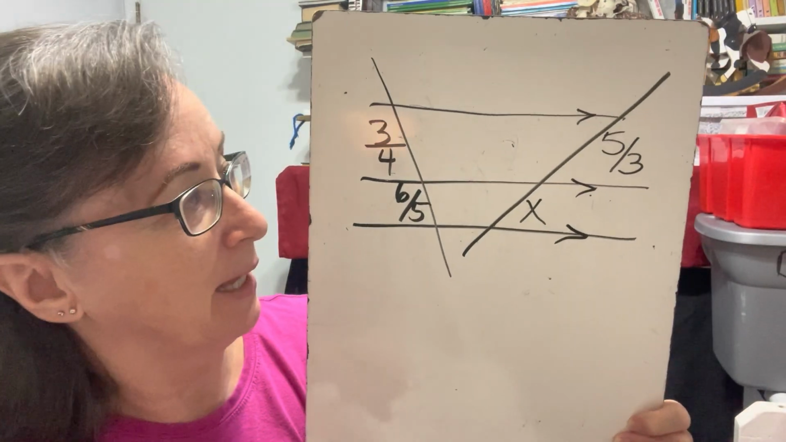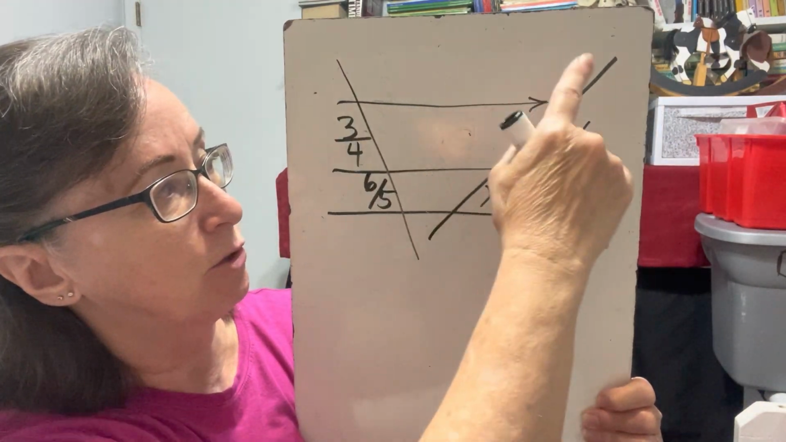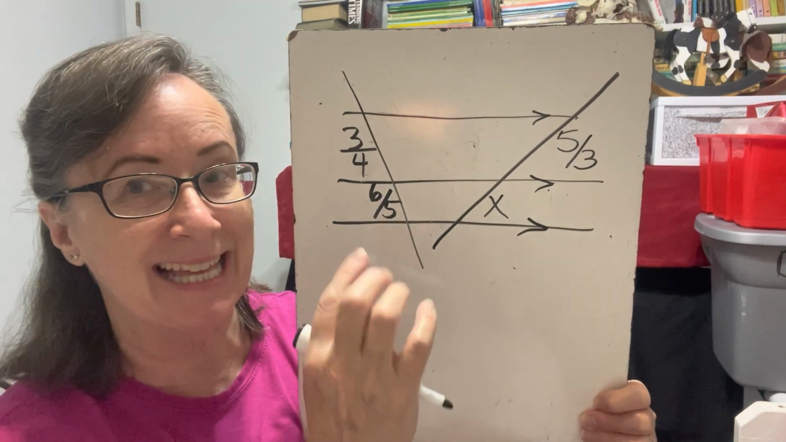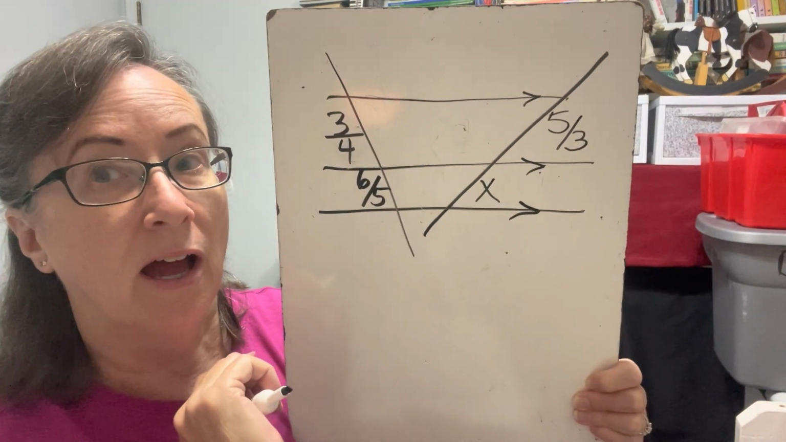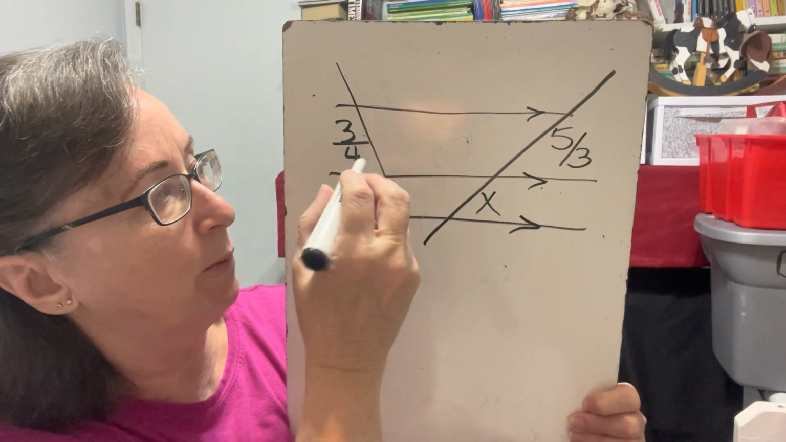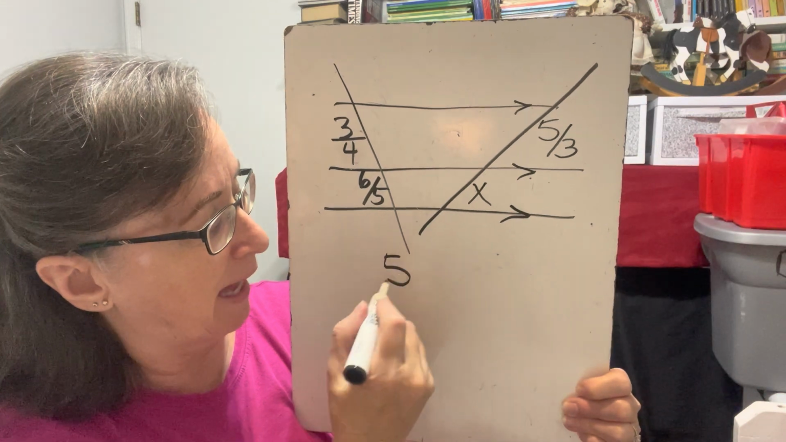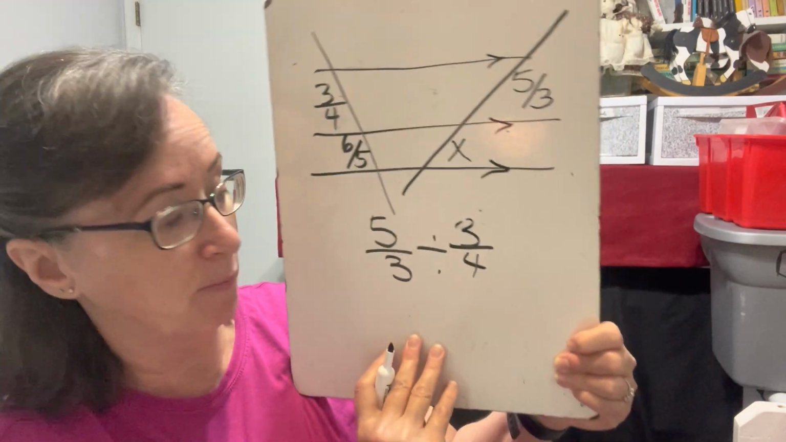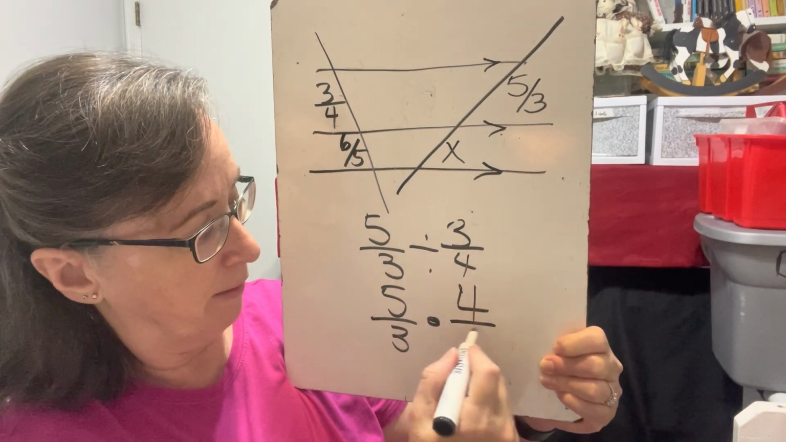Last practice problem. Okay, so here we have transversals. Okay, we have parallel lines and then 2 transversals. So we know from our rules that the segments made by these intersections are going to be proportional, which means there's a scale factor between them. So what would I multiply 3/4 by to get 5/3? Well, let's see. What is 5/3 divided by 3/4? That is the same thing as 5/3 times the reciprocal 4/3.